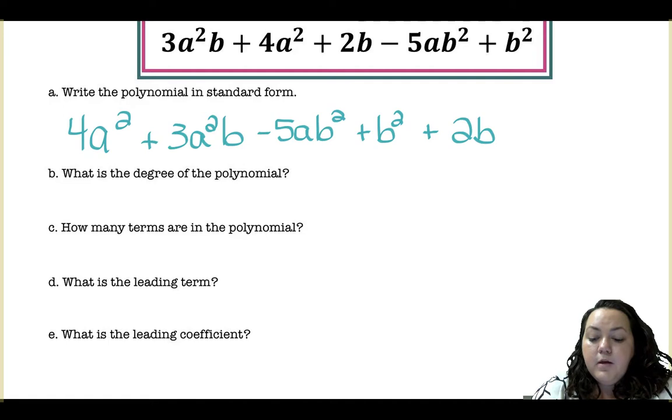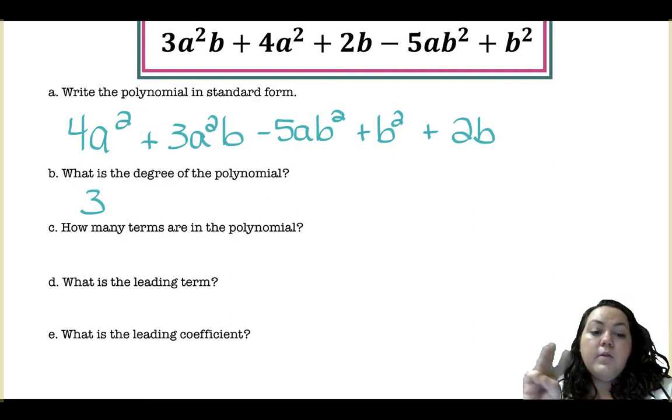The degree of the polynomial would actually be 3. So you're picking the highest degree. And that comes from the 3a squared b. b is to the 1st power, and a is to the 2nd power, and when you combine them, it's to the 3rd power. Then the other one, the negative 5ab squared, is also to the 3rd power, because a is to the 1st power, b is to the 2nd, and combined, it's to the 3rd power. So the highest degree is 3.